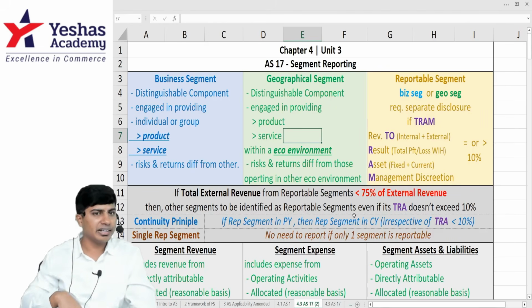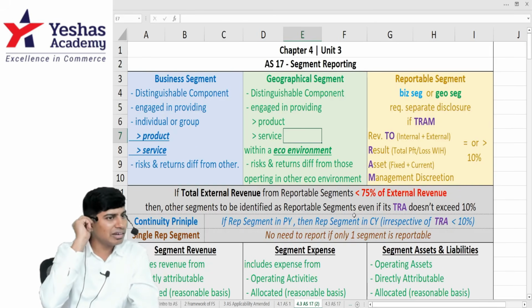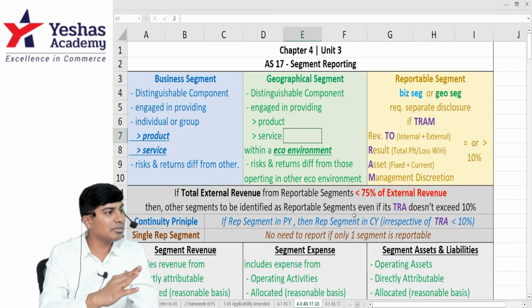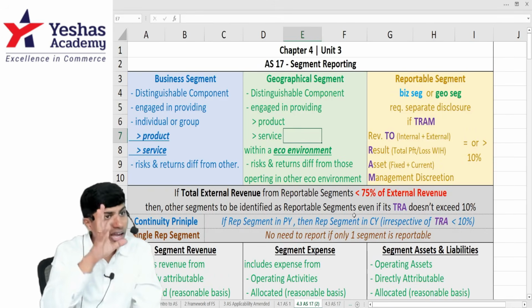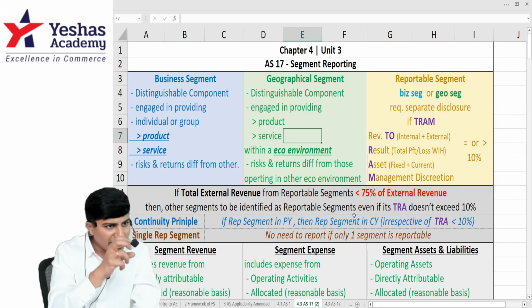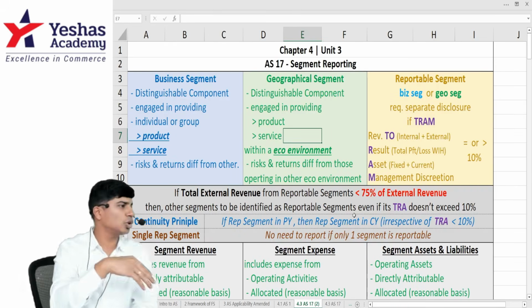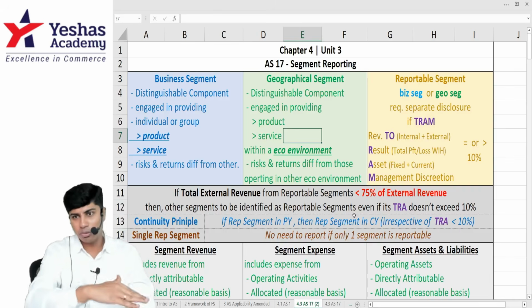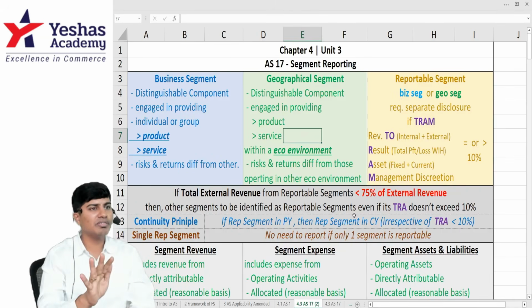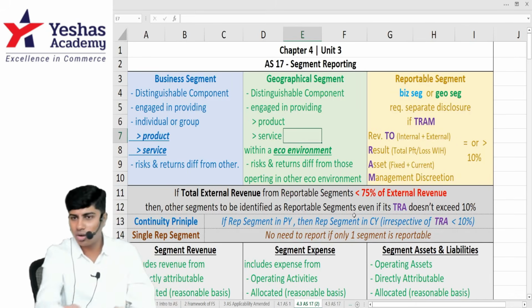And at CA Inter, we are not learning to do segment reporting. Sad and unfortunate, but we are not doing segment reporting. We're only identifying the reportable segment, which segment should be reported separately. But at the end, I'll also show you one segment report, but that's beyond the syllabus. For the syllabus, what have they asked? Which segment is reportable? Which segment is not reportable?